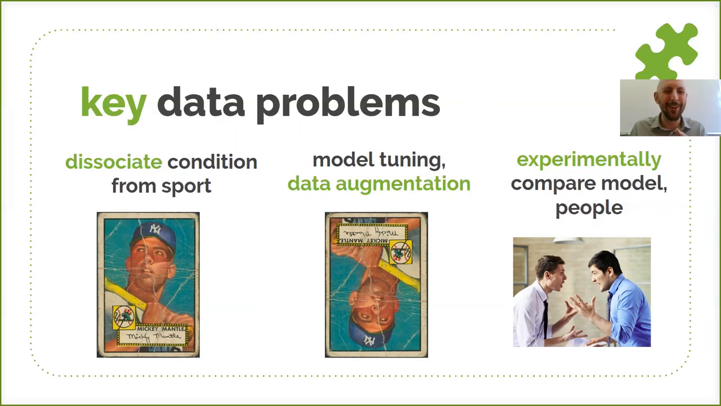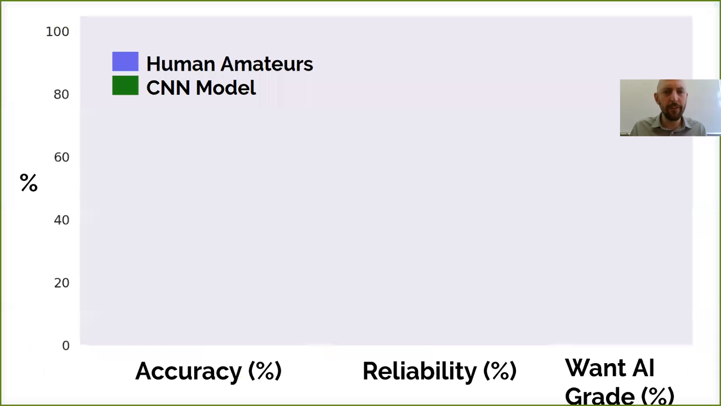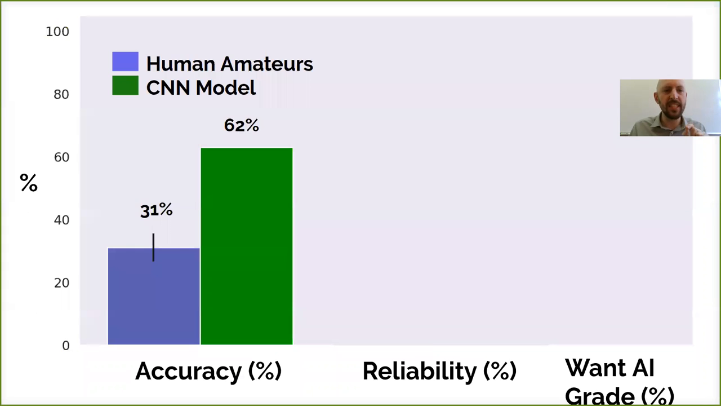I made them grade trading cards. And when I evaluate my model, that's what I'm going to show you. So in this figure, up is always better, blue is people, green is my model, and I have 3 main results. 1, my model roughly doubles the accuracy of the average human amateur, suggesting I can give you a quick, good enough estimate of the condition of a card.